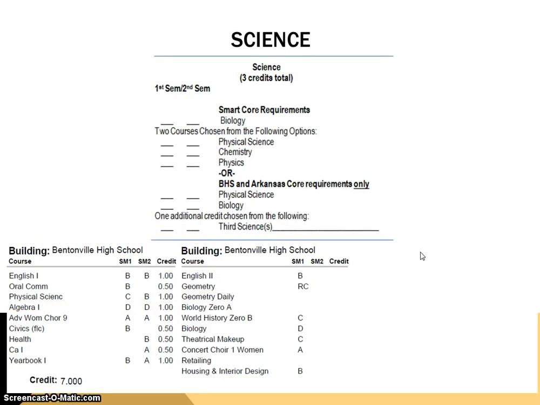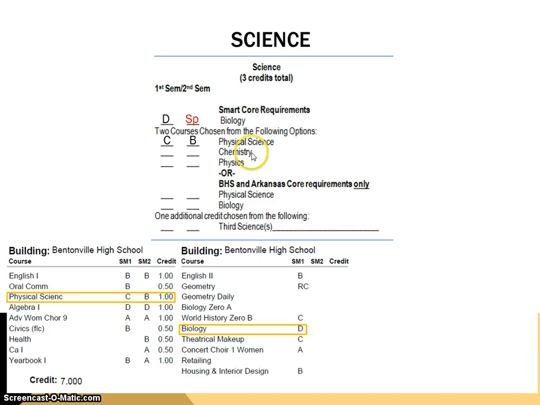Science. Science is the other subject area where there are specific courses that must be taken to complete the SMART Core requirements. So this student has had biology. Both SMART Core and general BHS requirements require biology. They're in biology first semester of sophomore year, so they're going to earn a D. Biology is a year-long course, so they are currently enrolled in that course and working towards that credit. If we look back at freshman year, there is a physical science. They earned a C first semester and a B second semester, so we'll fill that one in.